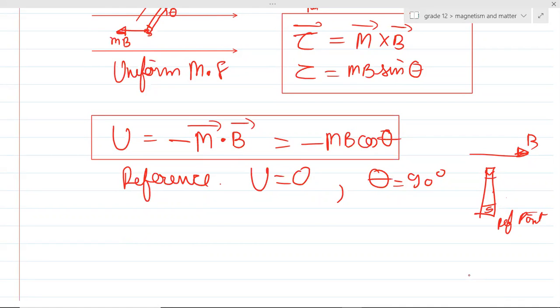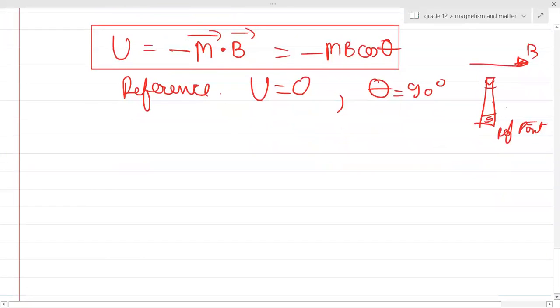Then shall we start with the question part? Yes, sir. Once we're done with the questions, we'll start with Earth's magnetic field, or basically terrestrial magnetic field, today. Terrestrial magnetism.